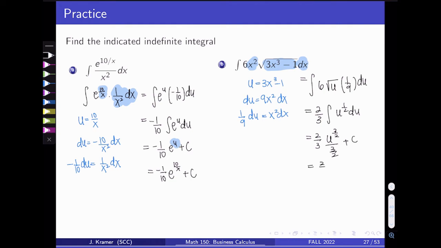This is 2/3 times 2/3 if we multiply by the reciprocal of the denominator times the square root of u cubed plus c. And then we want to make sure that our final antiderivative is in terms of our original independent variable, which was x. So we'll substitute back in for u. And we have 4/9 times the square root of 3x cubed minus 1, cubed, plus c. And that's our final antiderivative for part B.